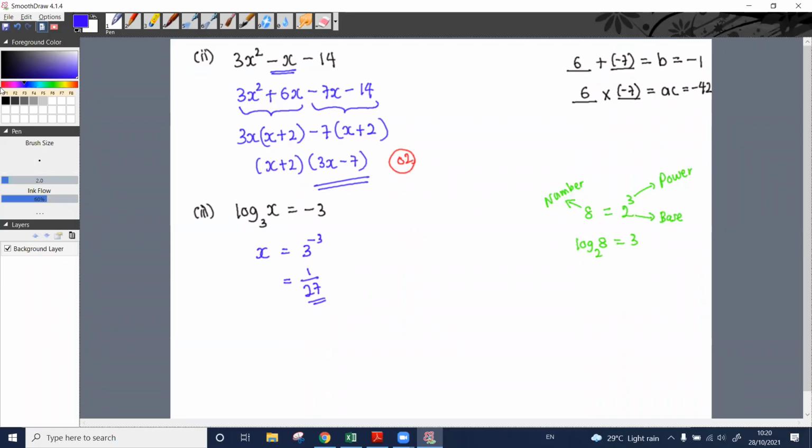In log related sums, always keep this example in your mind, then it will be easier for you. 8 equals 2 to the power 3. Then if we write it using log, it is log 8 to the base 2 equals 3. That is exactly what we have done here. If you got this one correct, you can give 2 marks. It can be a fraction or decimals, no issue.